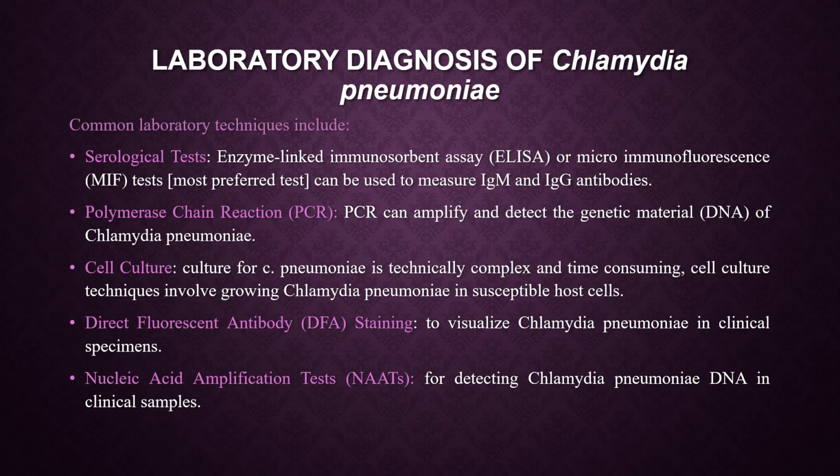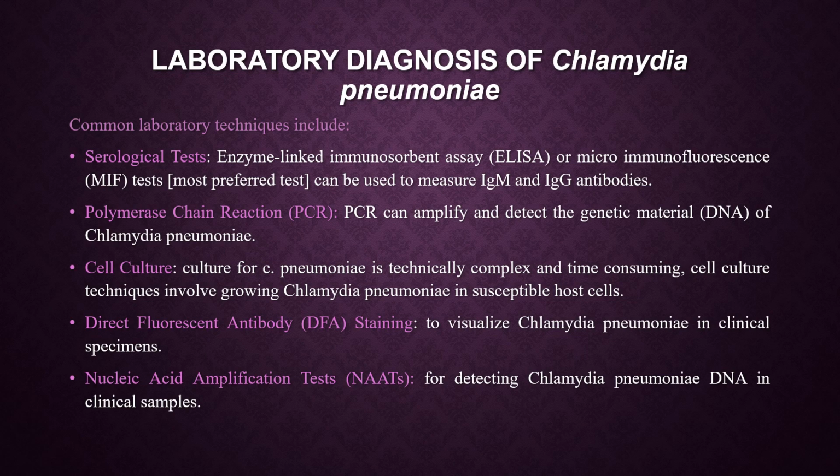Laboratory diagnosis of Chlamydia pneumoniae. Some common laboratory techniques include serological tests, PCR, cell culture, direct fluorescent antibody staining, and nucleic acid amplification test. Serological tests: these tests are used to detect the antibodies produced by the host in response to Chlamydia pneumoniae infection. PCR: PCR can amplify and detect the genetic material of Chlamydia pneumoniae. PCR is highly sensitive and specific.